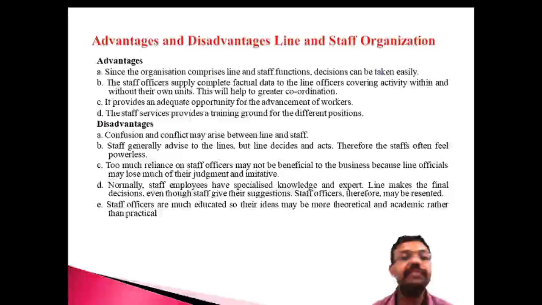So there is a confusion. The staff give general advice, they are advisory persons, there is too much dependence upon the staff, and the staff have specialized knowledge and are much educated, but the theoretical aspects are considered rather than the practical aspects. These are the basic drawbacks regarding the line and staff organization. Okay, these are the limitations.